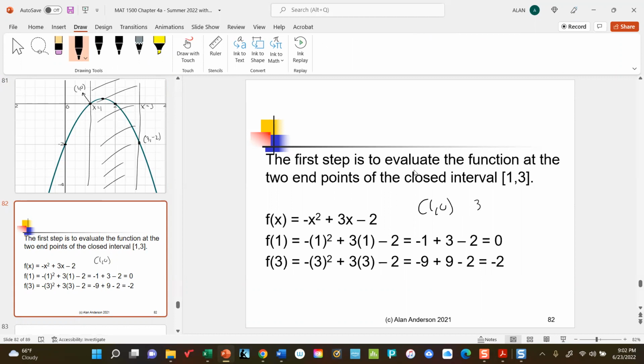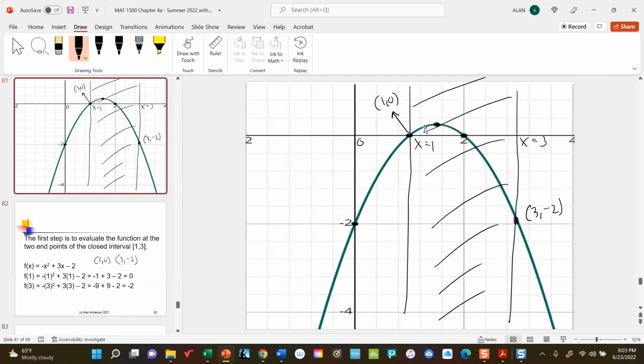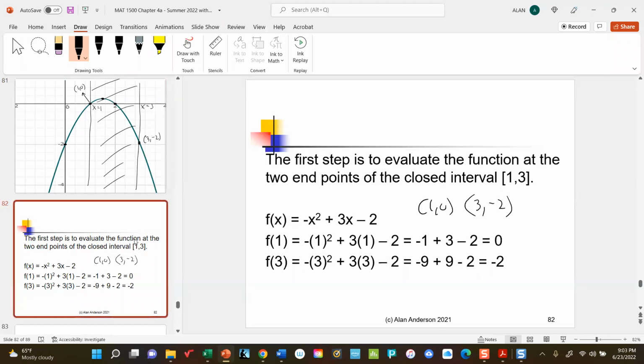And (3, -2). Those two potentially could be global extrema. They don't have to be, but they might be. Think of them as candidates. They're possibilities. Now, if you look at the picture, you can see that clearly neither one of them is a global maximum. But this (3, -2) appears to be a global minimum.